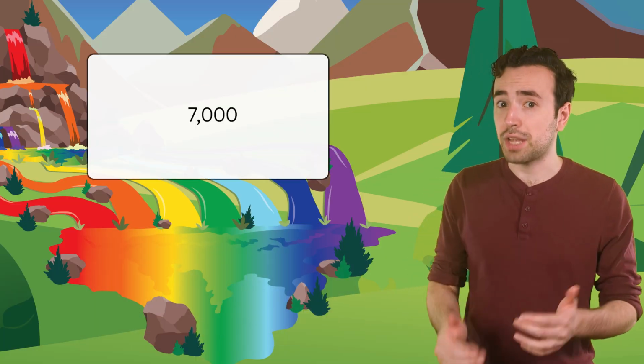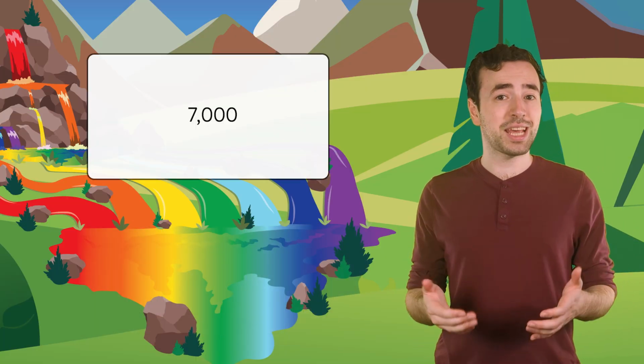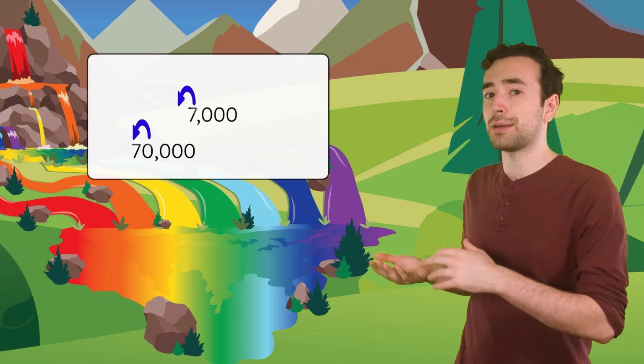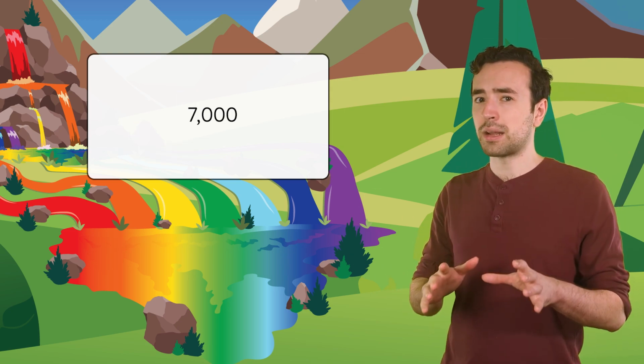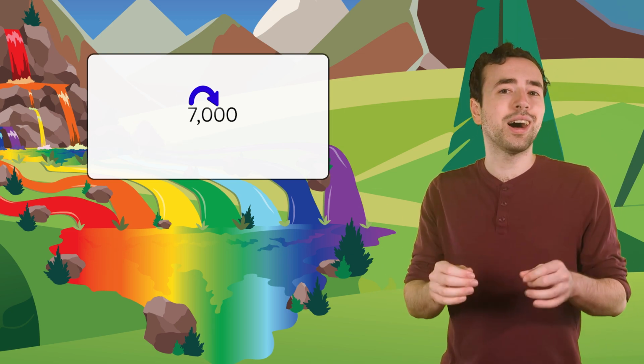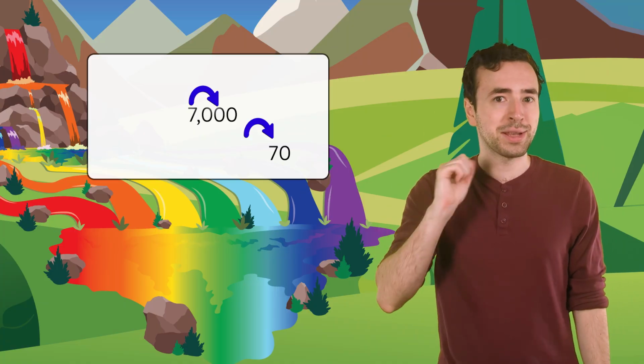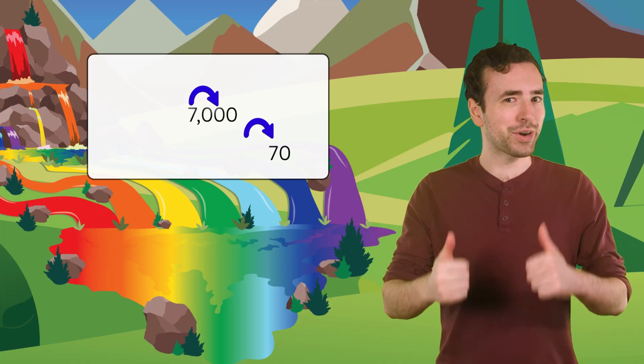With the number 7,000, the digit 7 becomes 10 times greater if we move it to the 10,000s place. If we wanted to make the number 7,000 100 times smaller, the digit 7 would move to the tens place. Nice work.